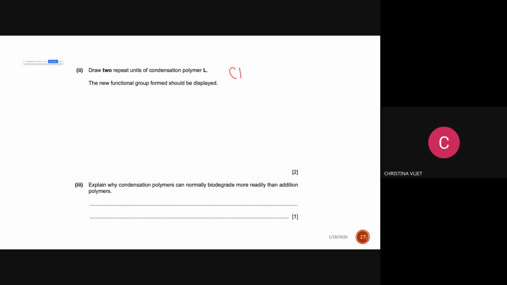So CH2 double bond CH, CH, NH2, COOH. Okay, so this one is, I would say, a little bit complicated, because what are we supposed to be putting together for this condensation polymer? Just to help us understand, this is the H that's coming out, right? And what's the OH that's coming out? Okay, so how do we do that?